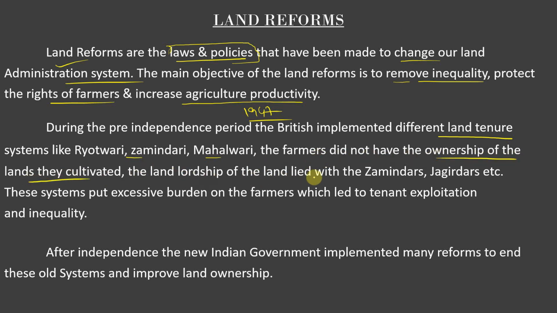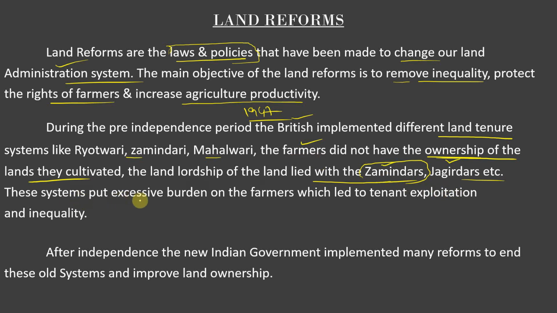The landlordship of the land lay with the zamindars, jagirdars, etc. So, though the farmers cultivated the land, they did not have the ownership of the land. The ownership was vested with the zamindars and jagirdars. These are the persons who acted as intermediaries between the Britishers, that is the government, and the farmers. So these persons had the ownership over the land.